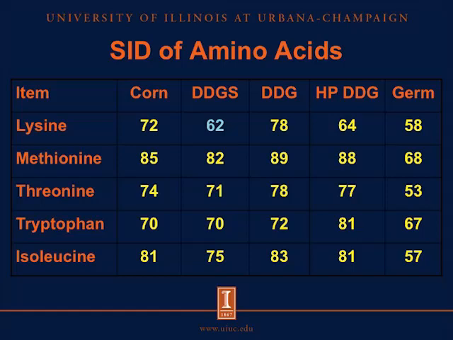However, the exception to that is lysine, which has a lower digestibility in DDGS than in corn, and the reason for that is primarily that there is some heat damage going on in DDGS when the ethanol industry is drying the product after fermentation. But with that exception, most other amino acids have the same digestibility in the corn co-products compared with corn.